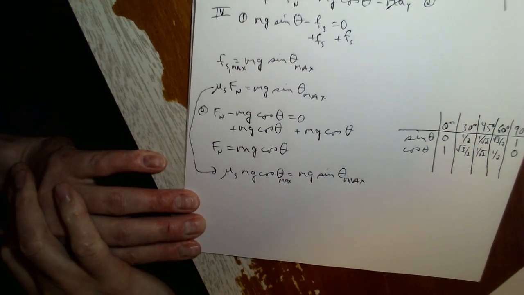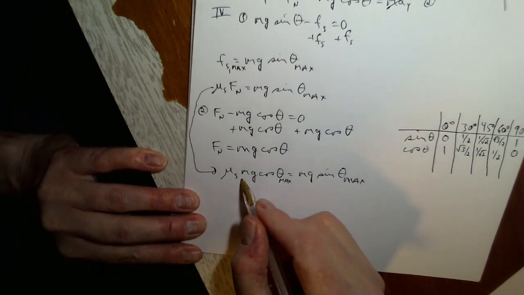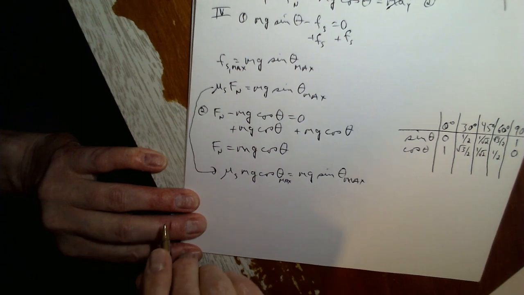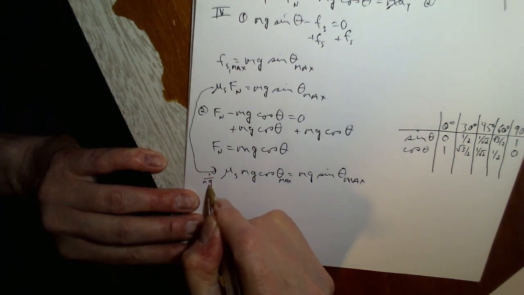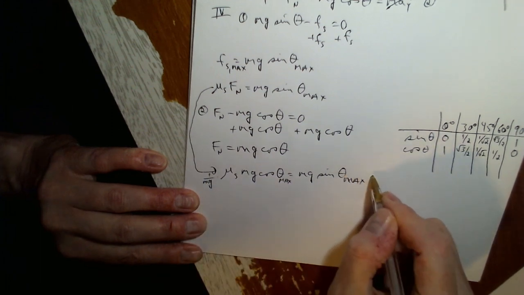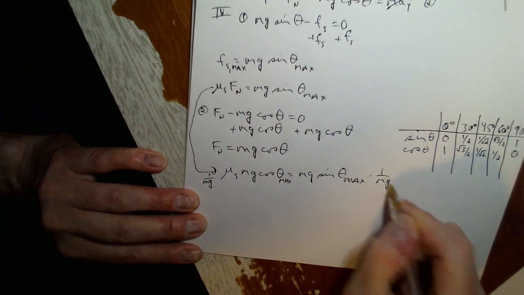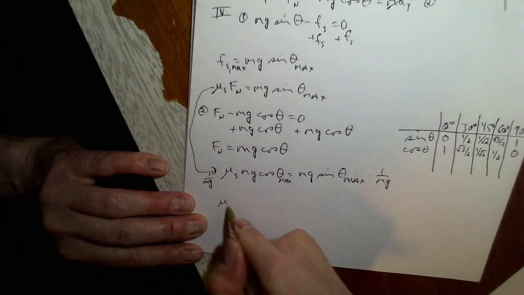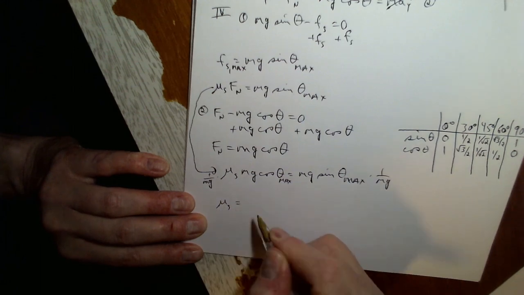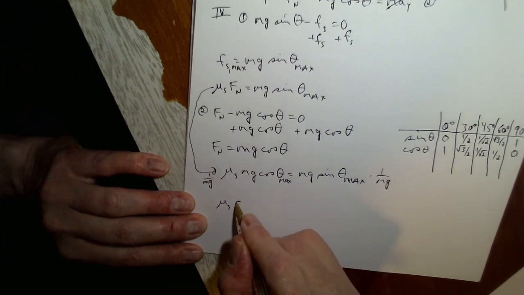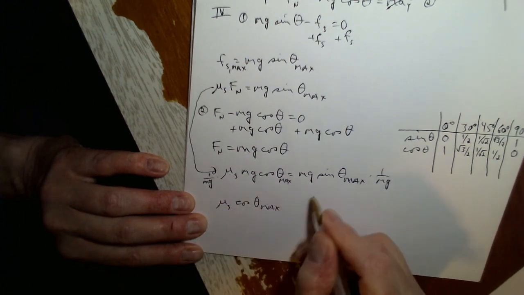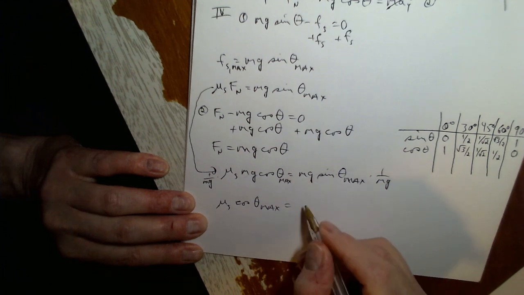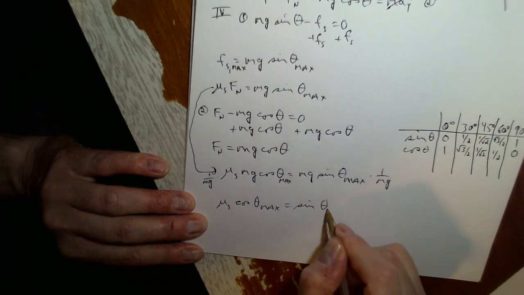Okay, so something nice happens, right? The mass cancels on both sides, right? If I divide by mg on both sides, multiply by 1 over mg, I get that the static friction coefficient times cosine theta max equals sine theta max, because the mg cancels.